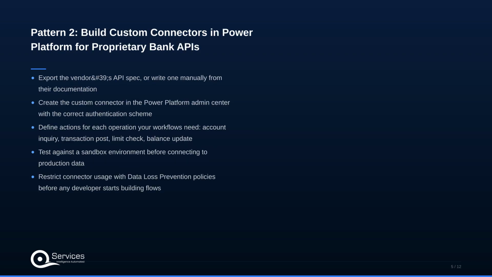Pattern 2. Build custom connectors in Power Platform for proprietary bank APIs. When your core banking vendor provides a proprietary SDK or REST API with non-standard authentication, a Power Platform custom connector is the right tool. A custom connector is a wrapper you build inside Power Platform that describes an external API using an open API specification. Once published to your environment, it appears inside Power Apps, Power Automate, and Power BI exactly like a first-party connector.